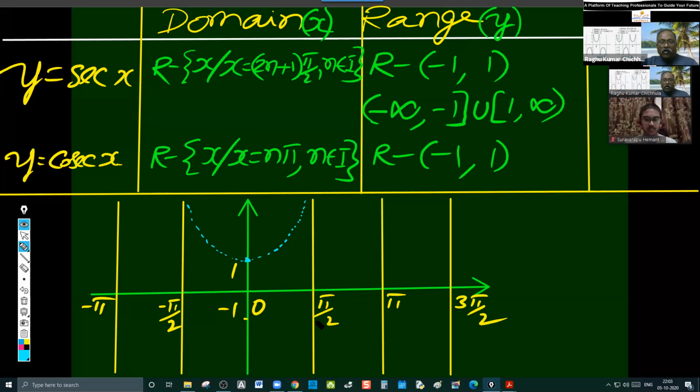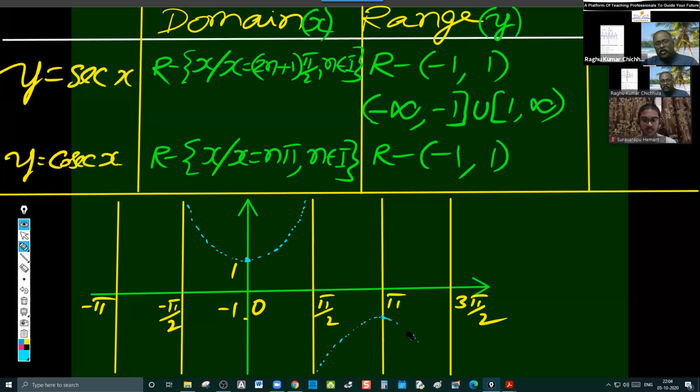And the next bowl will be here. Secant pi minus 1. And the next bowl will be like this. This is the graph of secant x.